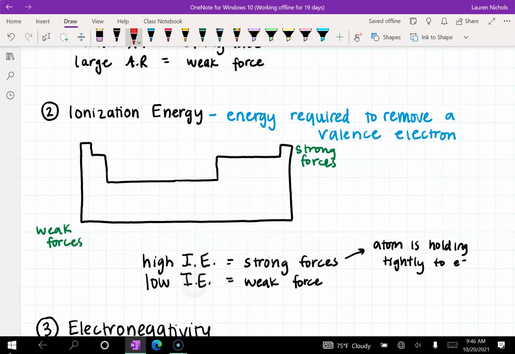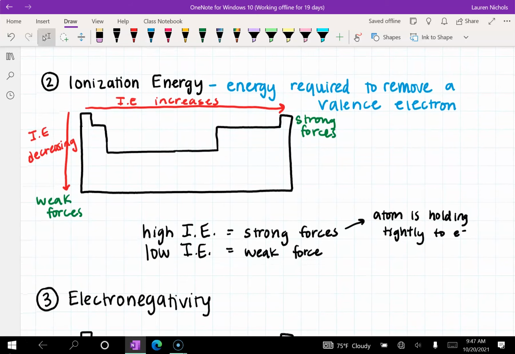So as I go from left to right across the periodic table, my ionization energy is increasing because my forces are getting stronger. But as I go from top to bottom, or down a group, my ionization energy is decreasing. The atomic radius is getting bigger, and the forces are getting weaker because there are more energy levels, so it doesn't take as much energy to remove the electron.